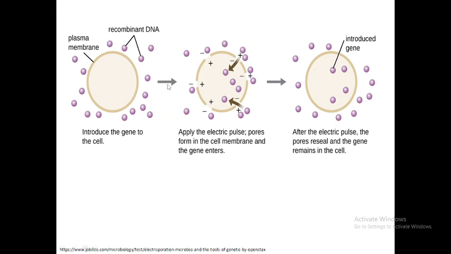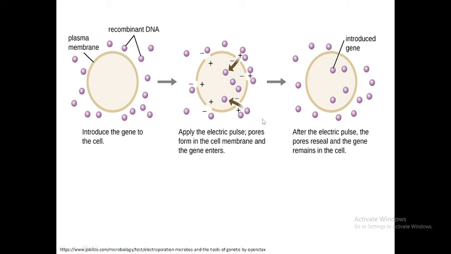Here this is the plasma membrane. It is surrounded by the recombinant DNA. I have to transform this recombinant DNA into this host cell, but it will not allow any single molecule to enter the host cell. But I have to make this host cell a transformed cell.